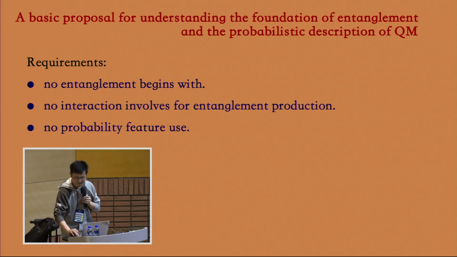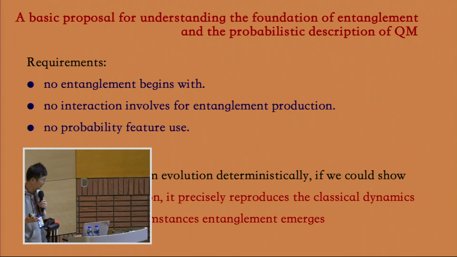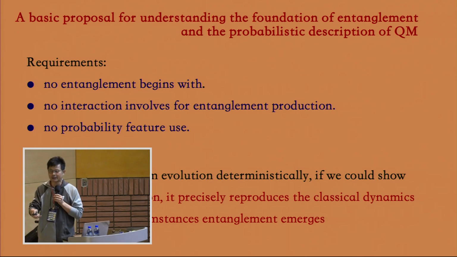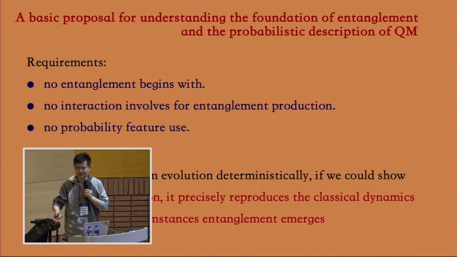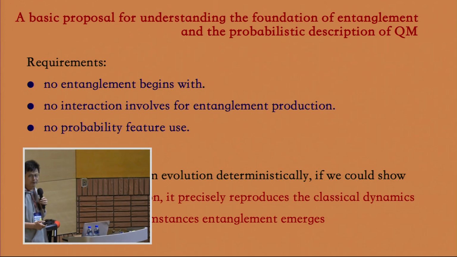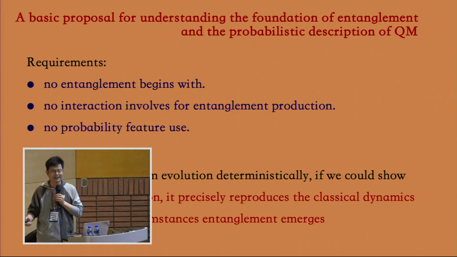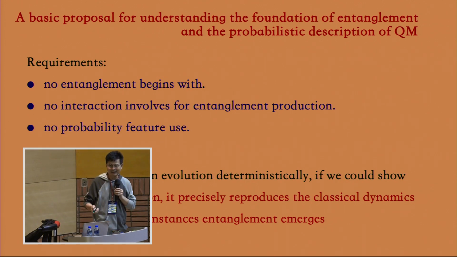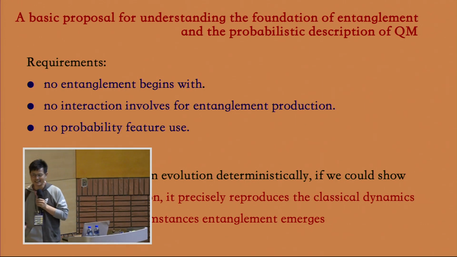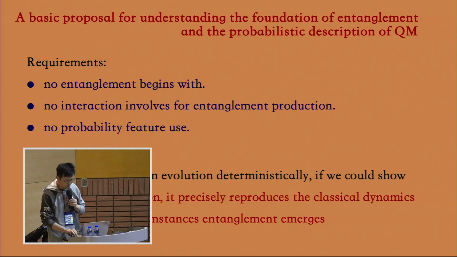And then, whether or not it is possible to solve the quantum evolution deterministically, okay, I emphasize that you need to solve the quantum evolution deterministically, whether or not we could show that under some simple condition, the quantum evolution can precisely reproduce the classical dynamics. And under what certain circumstances entanglement emerges. So they contain two kinds of consequences under different conditions. So that's what I'm going to explore.